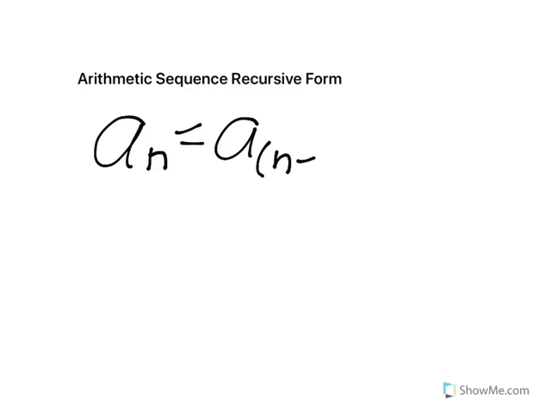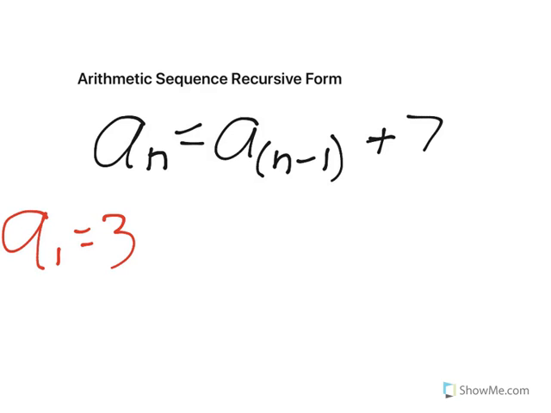Using the arithmetic sequence recursive form means just repeating the same thing over and over again. So if I give you a recursive form of a sub n is equal to a sub n minus 1 plus 7, and I tell you that a sub 1 is equal to 3, then the question I would ask is, what are the first 4 terms of this particular sequence?